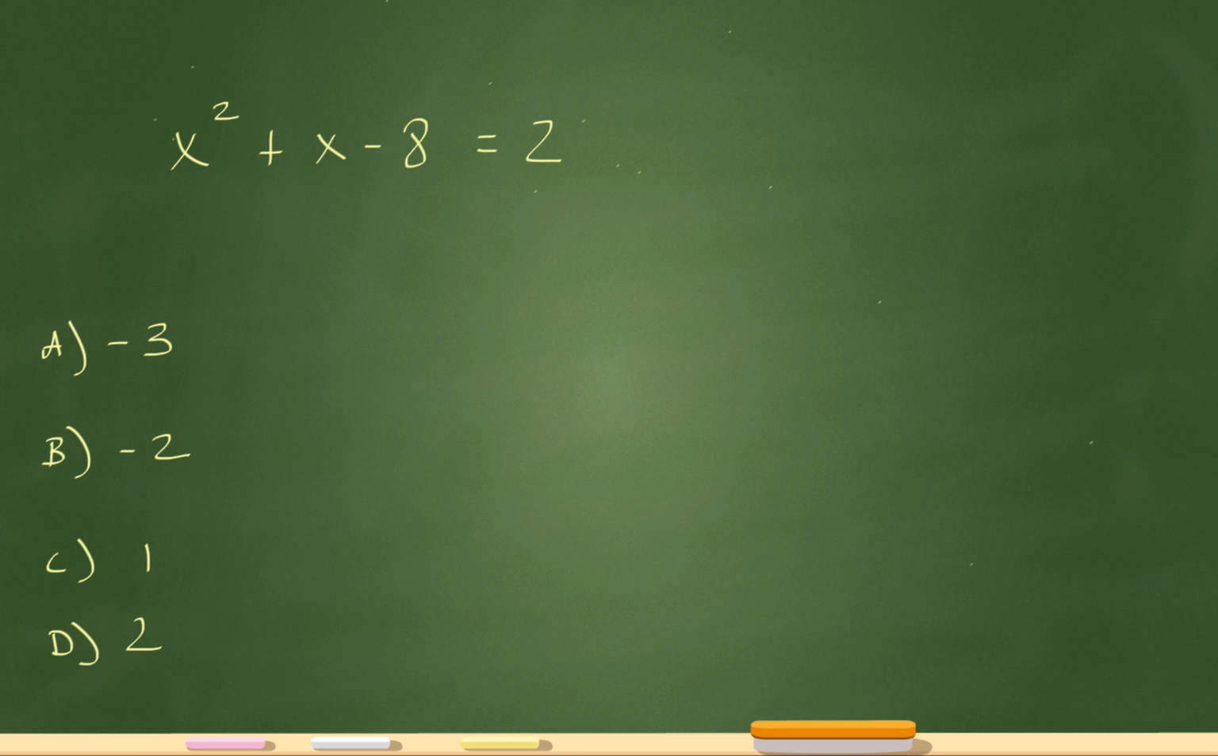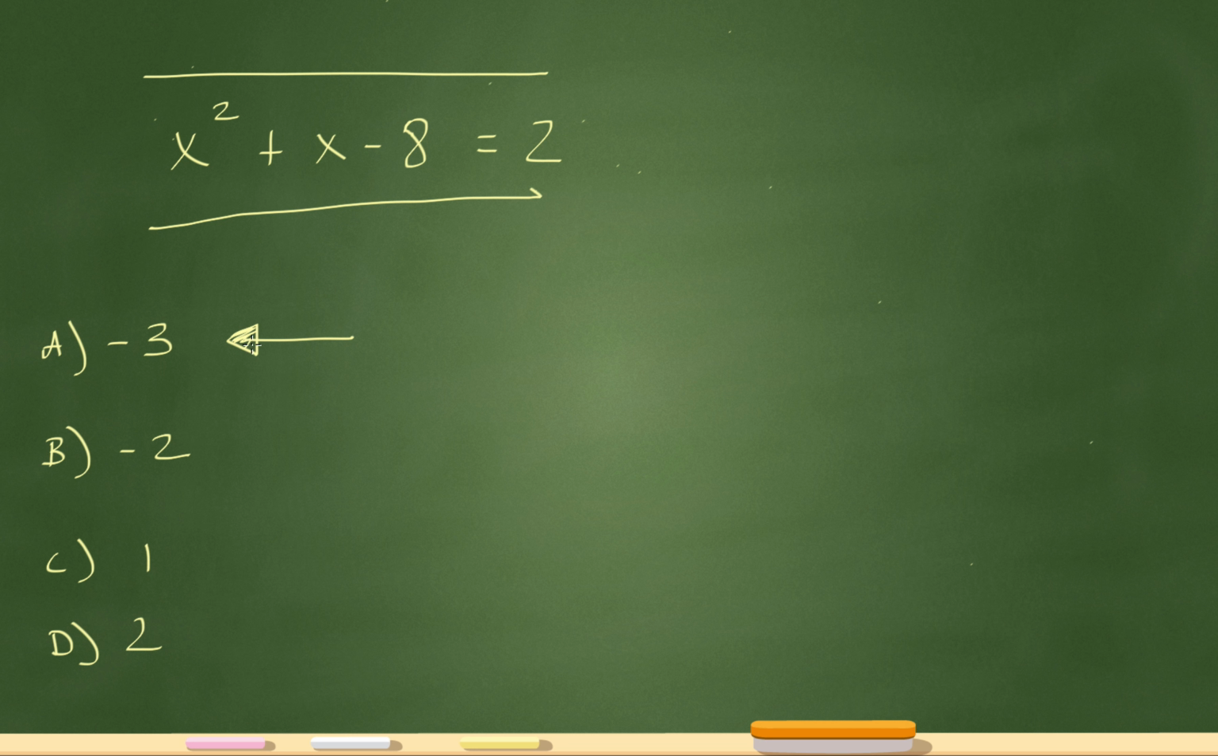The question is asking me what is the lowest possible value of x. So the main equation they give me, or the algebraic expression, is x squared plus x minus 8 equals 2. And then they give me all these answer choices too, right? So in this case, if the question is saying the lowest possible value of x, one strategy here is to use the answer choices. So let's start with -3.